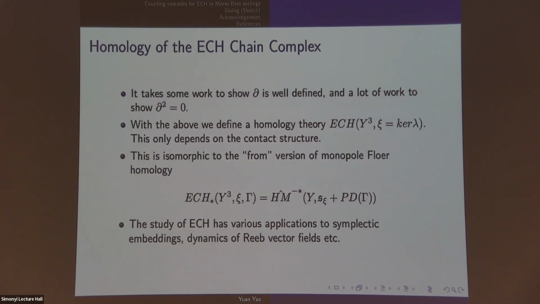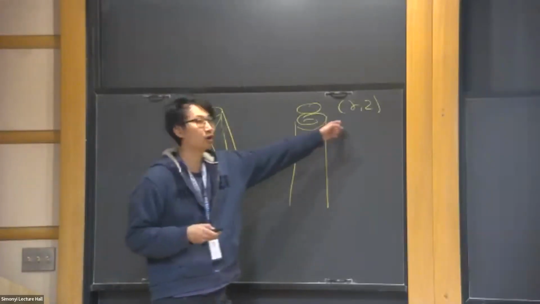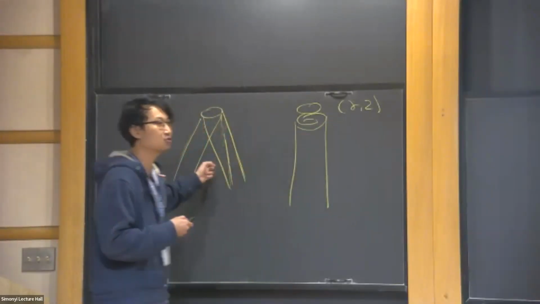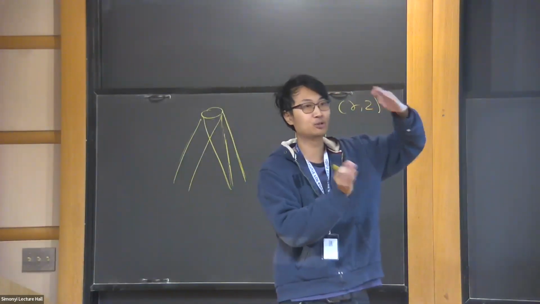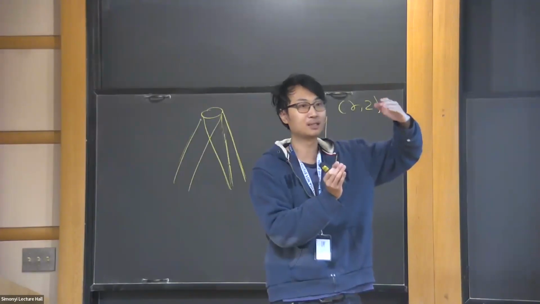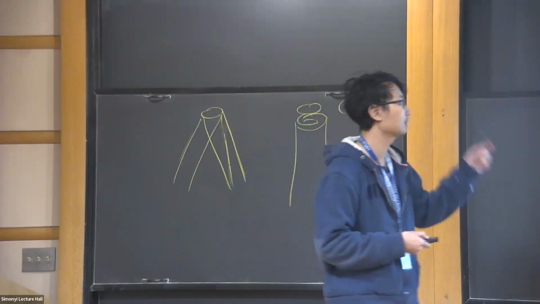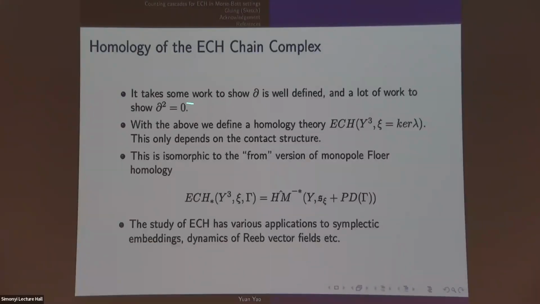With some work, you can show the differential is well defined, basically the Gromov compactness story. And it takes a lot of work to show it squares to zero. The difficulty being that J-holomorphic curves can converge to the same orbit set in different ways, as I've drawn here. So this means when you try to glue things together, you have to glue a branched cover of a trivial cylinder between them to make things match. And this is where the difficulty is. But with maybe around 200 pages of work, you can show this is true.